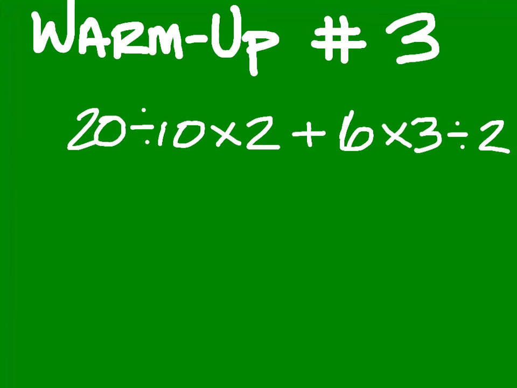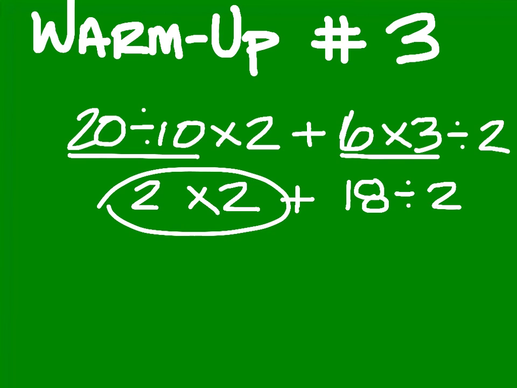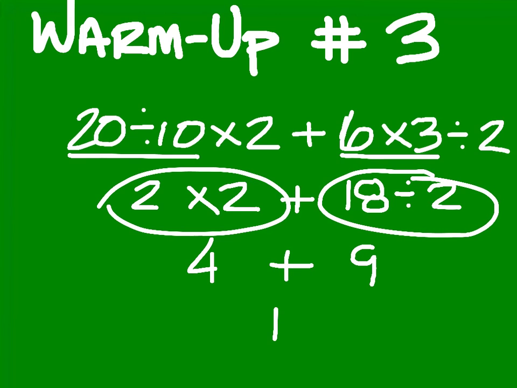The solution on this, you have to do multiplication and division in order from left to right. So 20 divided by 10 is your first move. That's 2. And then keep the times 2. Over here, 6 times 3 is 18. And divide that by 2. Go here to get a 4. Go here to get 9. Add them together to get 13.